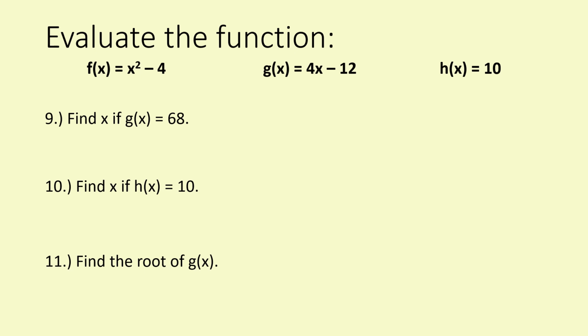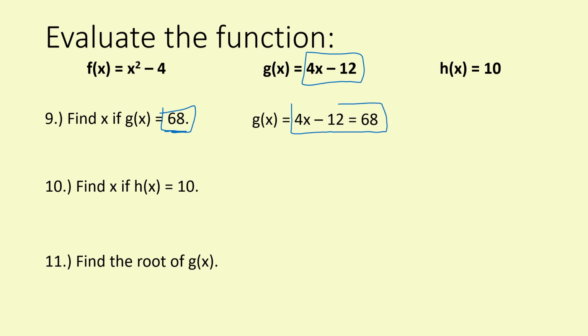So in most cases, it gives you a number inside the parentheses, like find f of 10 or g of 3. But sometimes it'll give you the reverse. That x is still going to be inside the parentheses, and on the other side of the equal sign, it's going to have a number, like it does here. Find x if g of x equals 68. G of x is this equation. It's telling us it equals 68. So we're going to work backwards. We have an equation. We want to solve for x. So we're just going to add 12, 4x equals 80, and we get x equals 20.